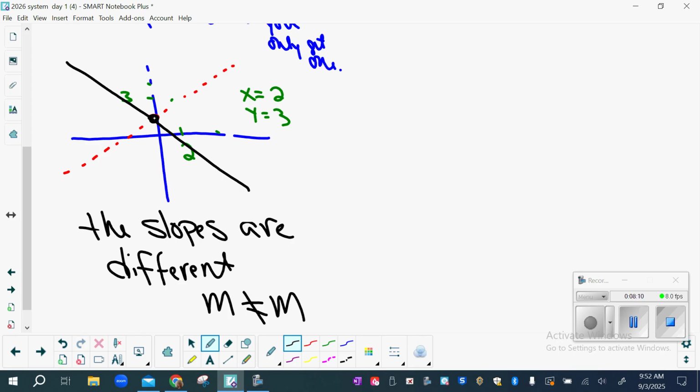Is everybody cool? So in your little thinky brain, kind of look at it, stare at it. Here's what I want you to take away. Consistent, independent, one answer, different slope. Everybody good? That's the definition.